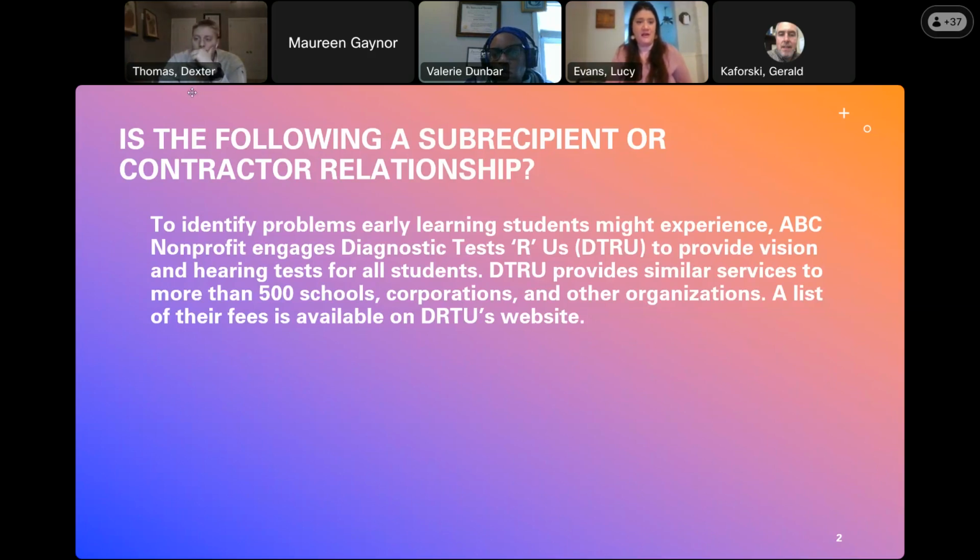I'm seeing a lot of answers as a contractor, and that is correct. The biggest reason I would say this is a contractor is it is providing just a part of a service that's necessary to the grant. It's not providing the whole programmatic background for the program. It's just consulting on one part.